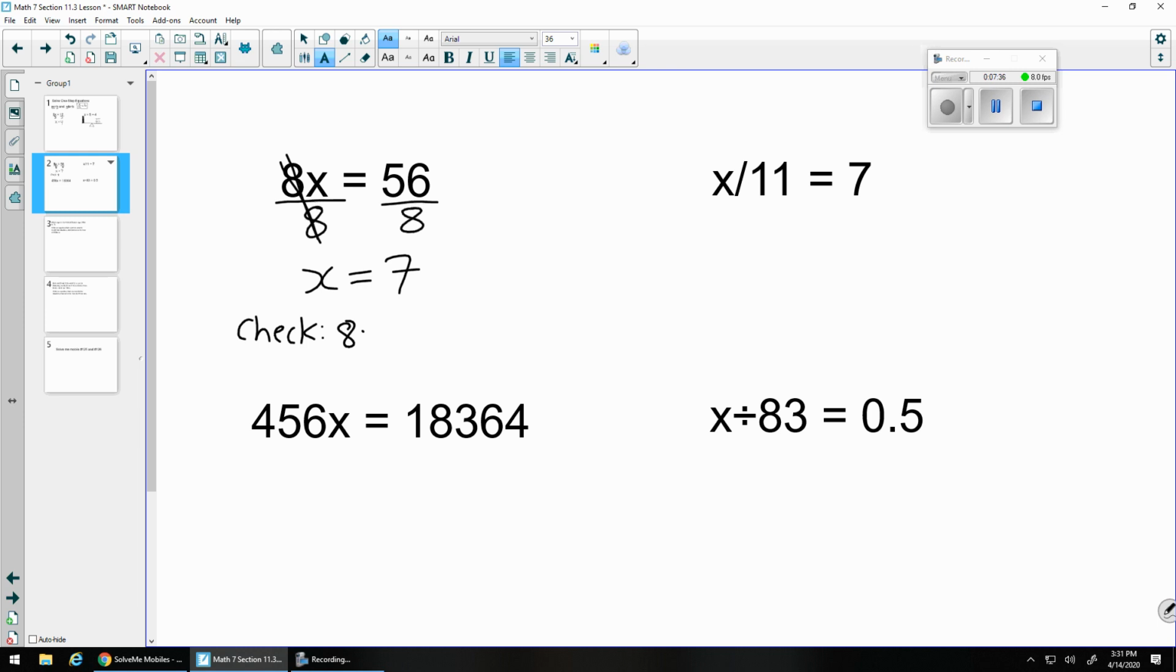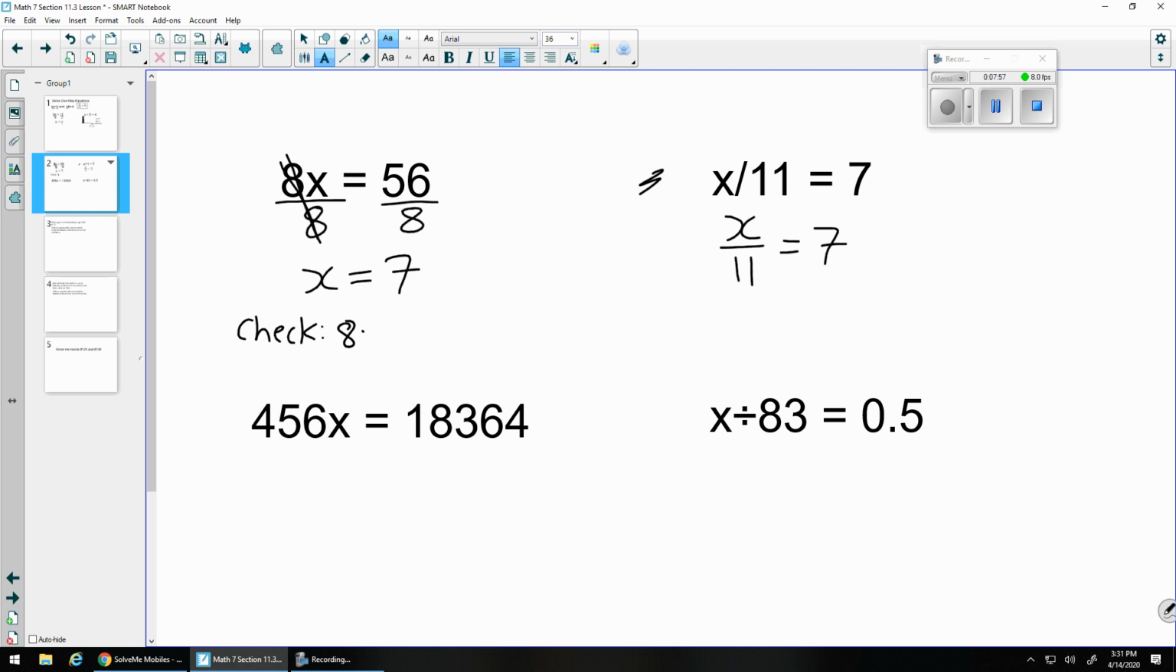Okay, x divided by 11 over here now. x divided by 11 is equal to 7. So x, I'm going to rewrite it, divided by 11 is equal to 7. So something divided by 11 equals 7. Some of you, again, might be able to solve this by inspection just by thinking of what that number should be. That's great. Still try to follow these steps.